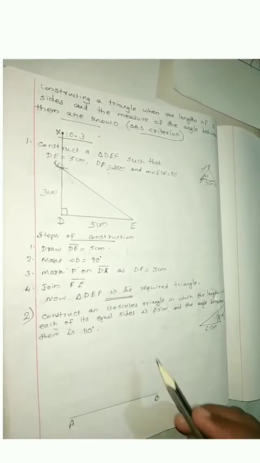For making this triangle, first we can draw the first side with the 6.5 centimeter. We can name this side as AB. They didn't mention the side, but we can give it. Then this is 6.5 centimeter.